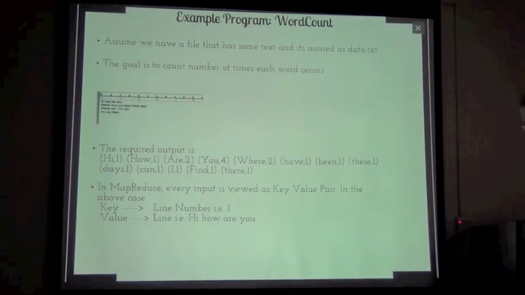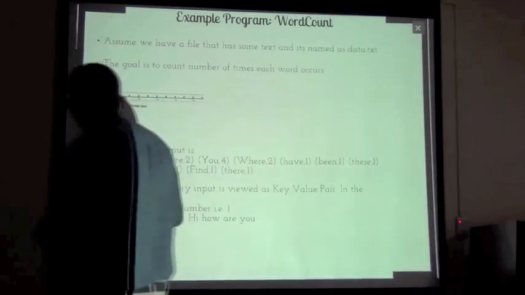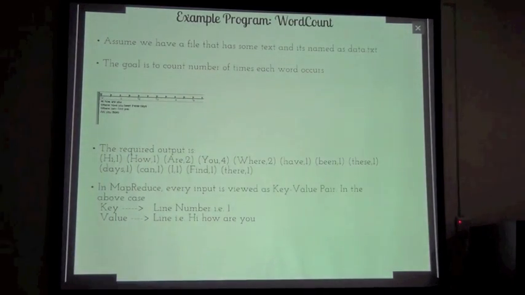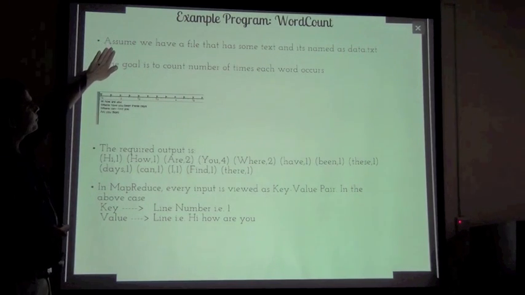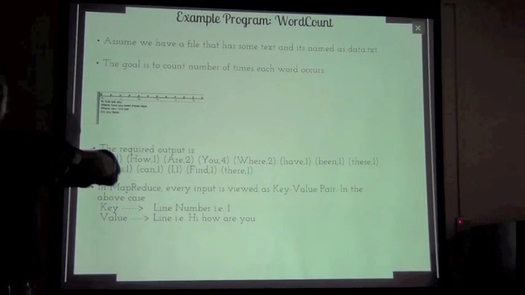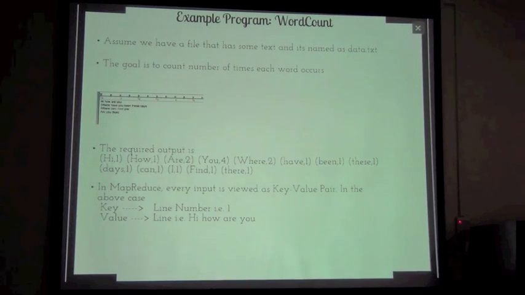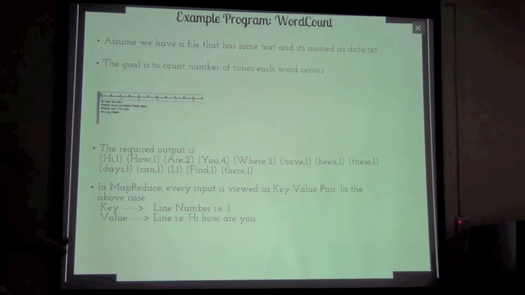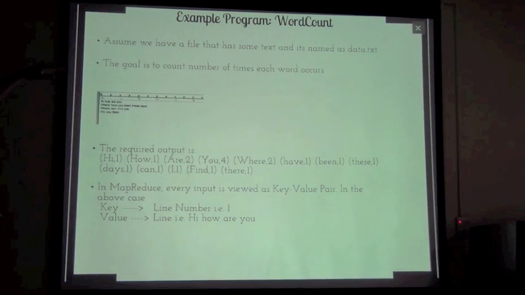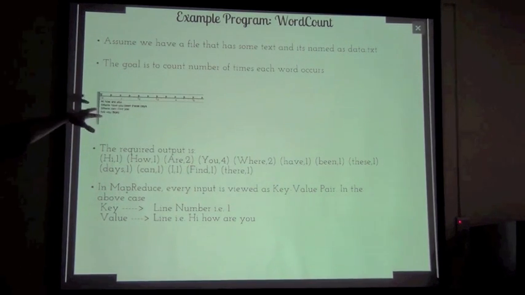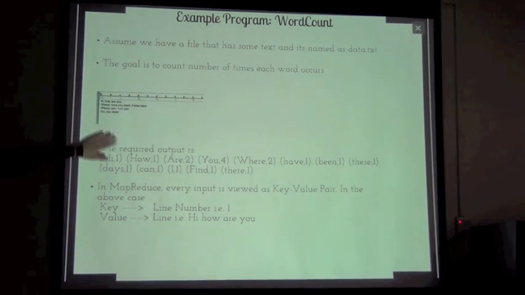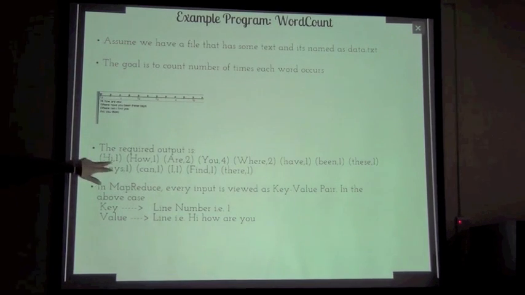Now let's quickly look at this. Assume that we have some text file, called data.txt. The goal is to count how many times each word has occurred. Take the example of a file with these 4 lines: hi, how are you; where have you been; where can I find you; and are you there? The goal is to find out how many times each word has come.